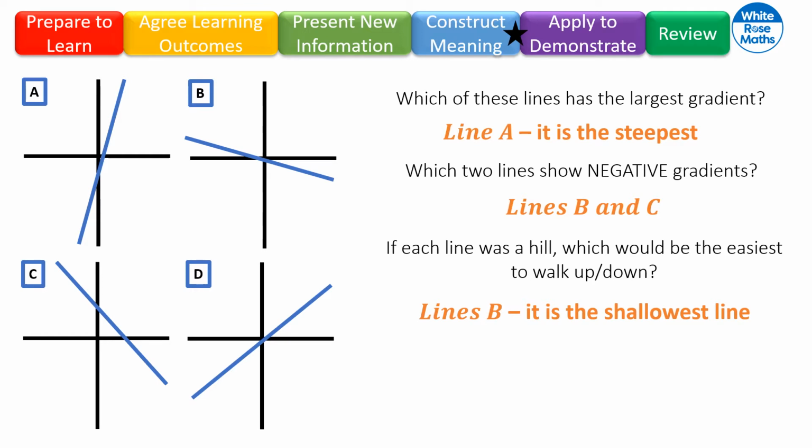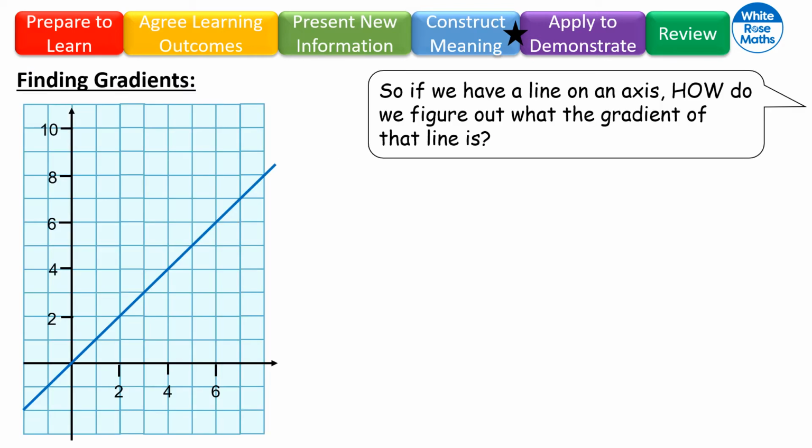Okay, A is very steep, C is quite steep going down, and D is going up, but probably a little bit steeper than B going down. So I would say B is probably the easiest hill to walk down. So let's have a look at how we can find gradients of lines if we're given one.